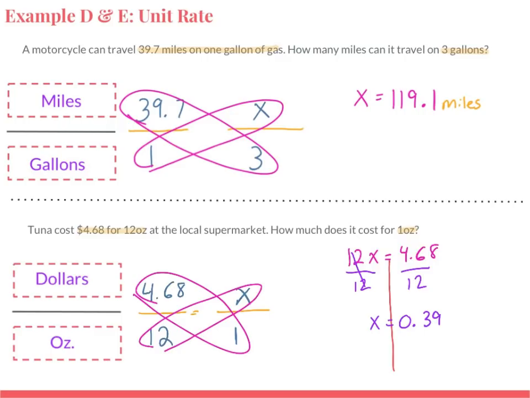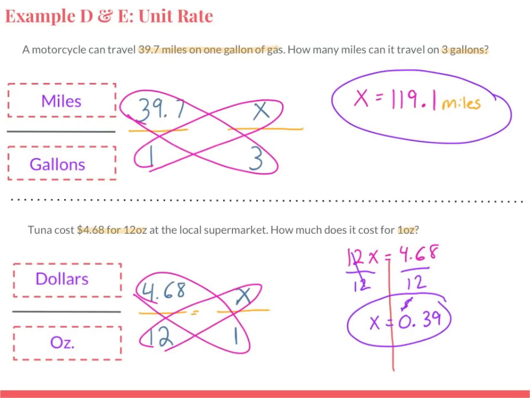However, this is a word problem, so I need a word answer. Since we were talking about dollars and ounces, we were looking for the amount it costs, so we can put a little dollar sign up there. We don't have to write anything else because we're talking about it costing 39 cents. Then you can circle your answer if you want because that'll be easily identifiable on your paper.